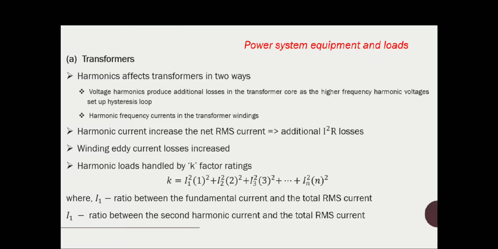The voltage harmonics produce additional losses in the transformer core, as the higher frequency harmonic voltages set up hysteresis loops, which superimpose on the fundamental loop, and this will increase the losses.